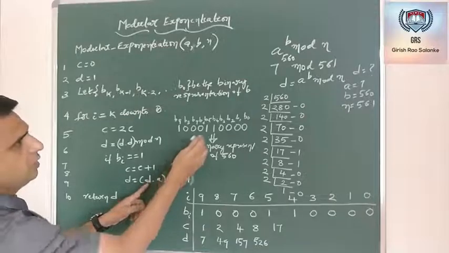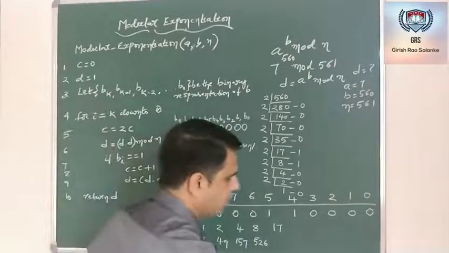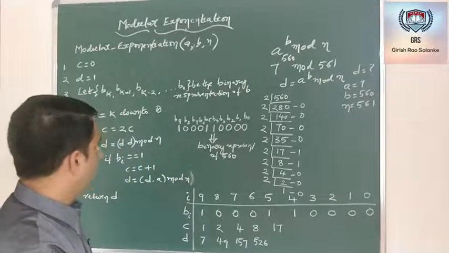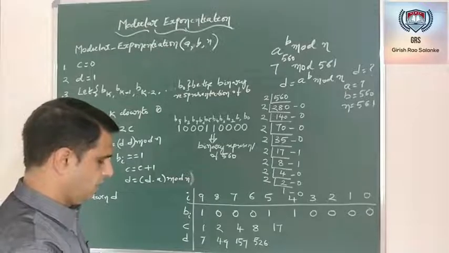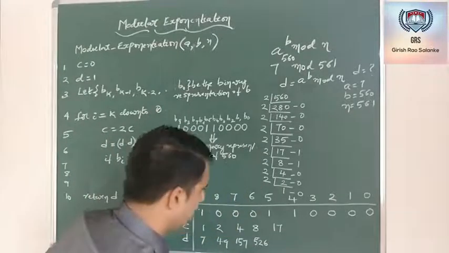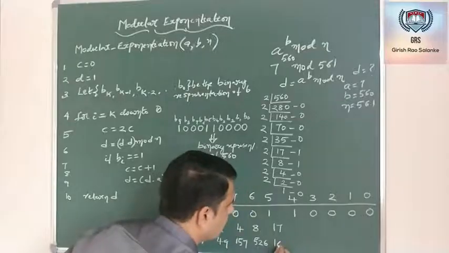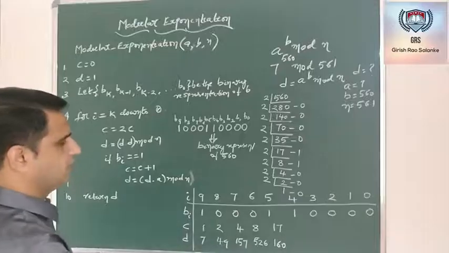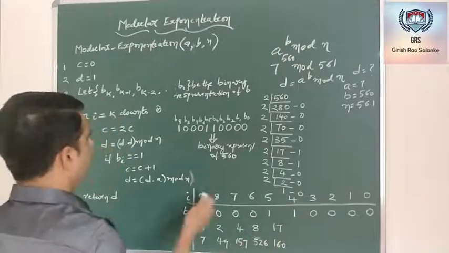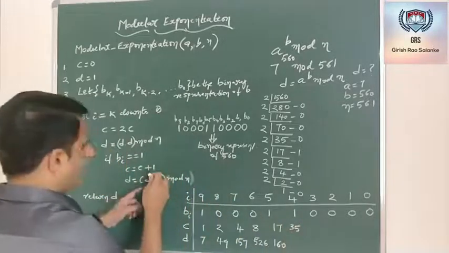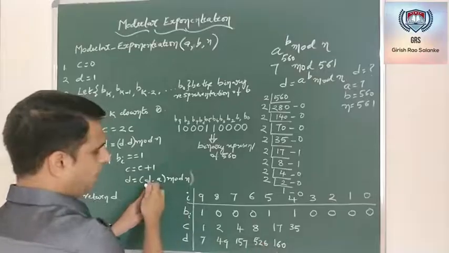That is 526 into 7 mod 561. If you note the value, you get 160. Now go for the next value. This is 1 once again. So 17 into 2 is 34, and 34 plus 1 is 35. Now 35. Now I need to calculate my D value.